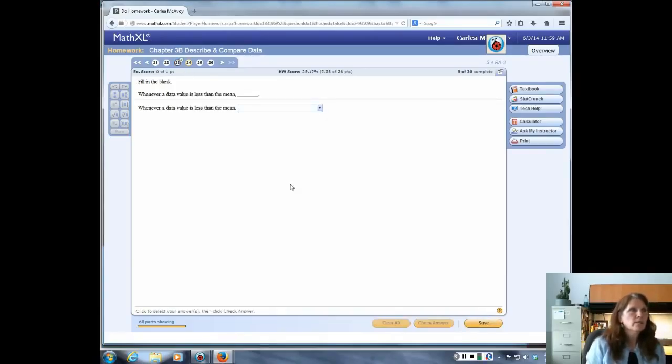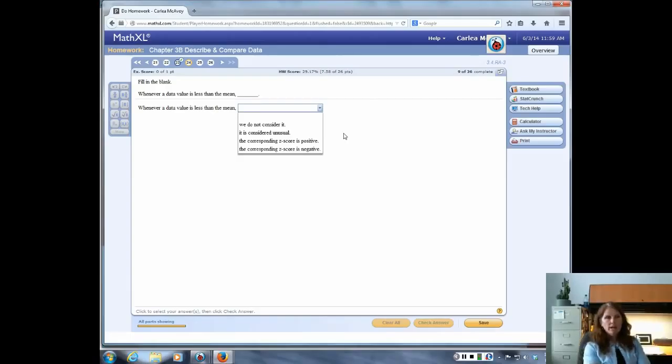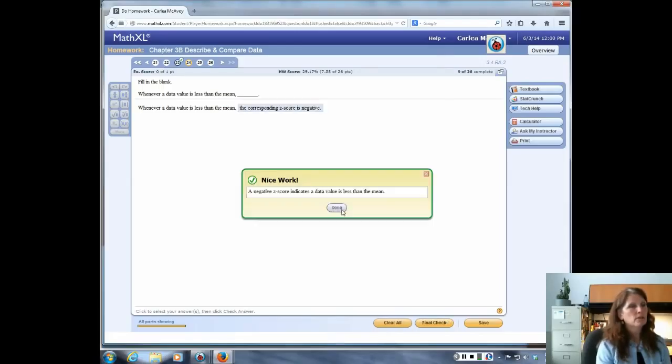Whenever a data value is less than the mean, then what happens? So that's a good question. If you have a data value that's less than the average, you should expect to see what kind of z-score, positive or negative? Well, when you're less than something, generally we think of it as negative. So it should make sense in your head that a negative z-score means you're less than average. Whatever you're looking at is less than the mean.